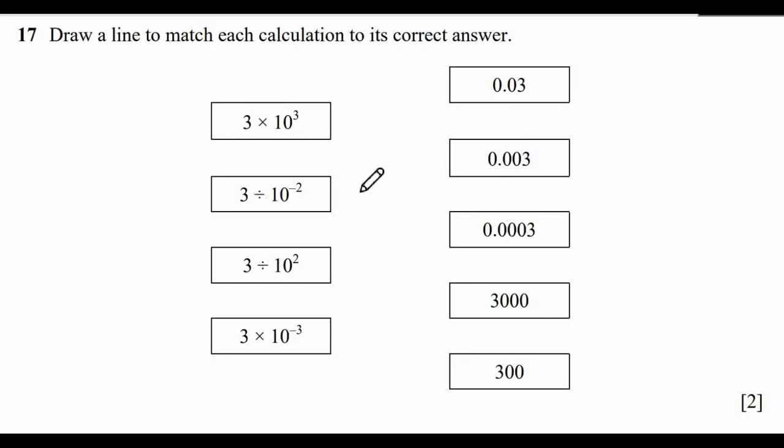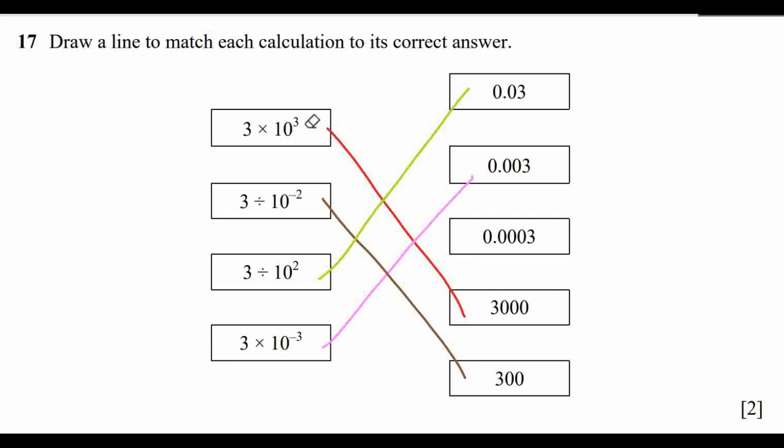Alright, let's check out the answer, guys. Here we go. So 3 times 10 to the power of 3 is 3000. 3 divided by 10 to the power of negative 2 equals 300.